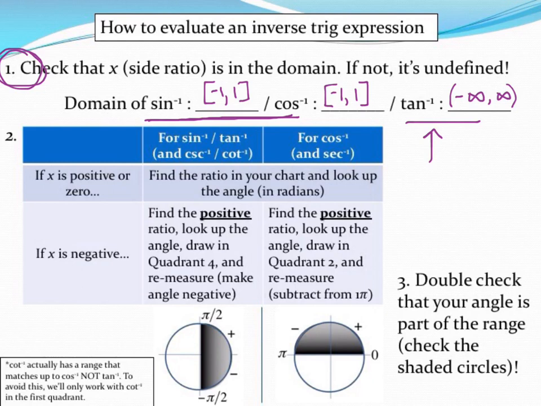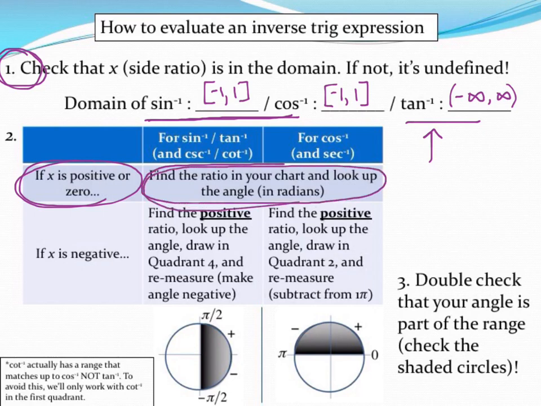And what we'll do in this video is start with working with when x, the number in parentheses, the side ratio, is a positive value or 0. These are the really easy ones because regardless of what specific function we have, we're just going to look the value up in the chart as long as that value is not undefined. So let's go ahead and start with those as our easy examples.